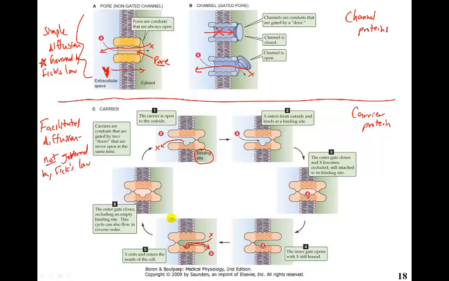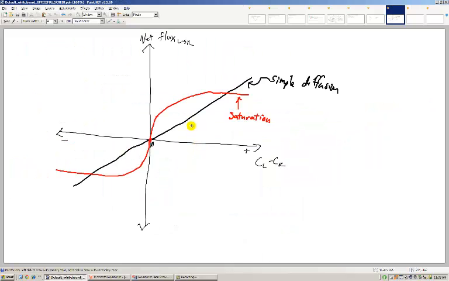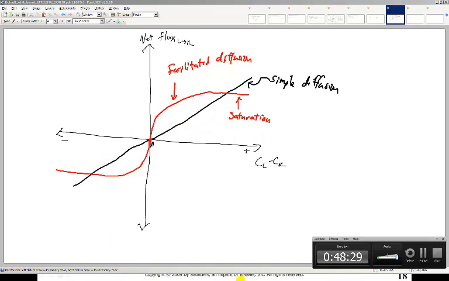These carriers are working as hard as they can to move X through. They're saturated. If you add more molecules of solute, you're not going to get any more flow through those carriers. So this is the big difference between facilitated diffusion and simple diffusion. Facilitated diffusion happens at a higher rate for low concentrations, but then it levels off and saturates at higher concentrations. And that'll do it for this part of the lecture.